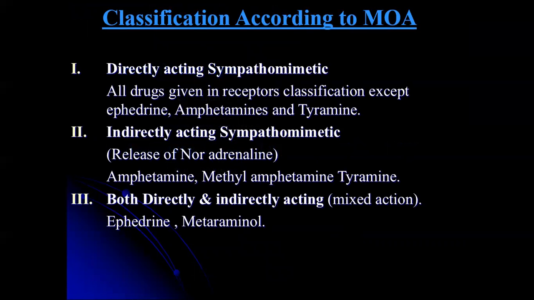Classification according to mechanism of action. Some of these drugs are directly acting sympathomimetic drugs, which directly combine with the receptors and then initiate a chain of actions, and biological effects are produced. However, some of them are indirectly acting sympathomimetic drugs, and they act indirectly through release of noradrenaline. Some have mixed actions, that is, they can act both directly and indirectly, like ephedrine and metaraminol.